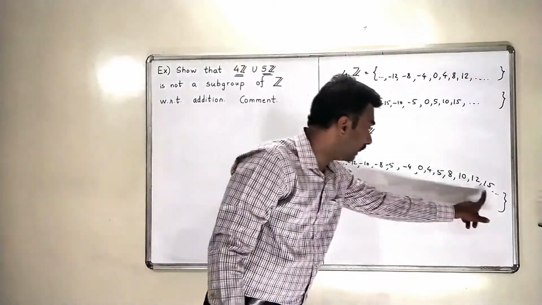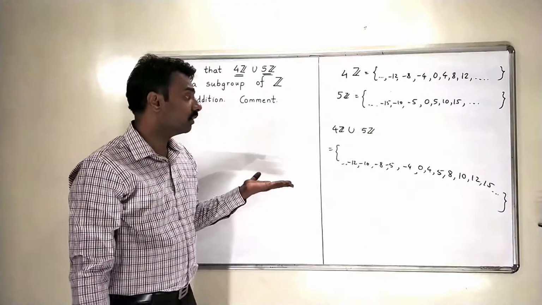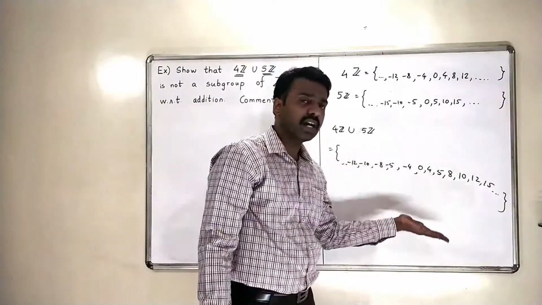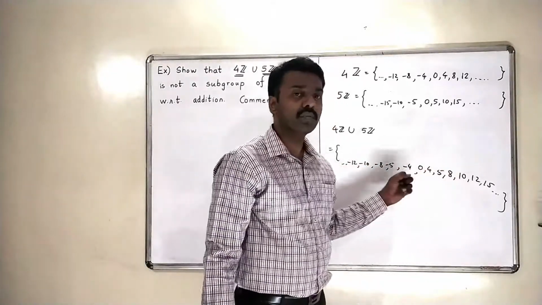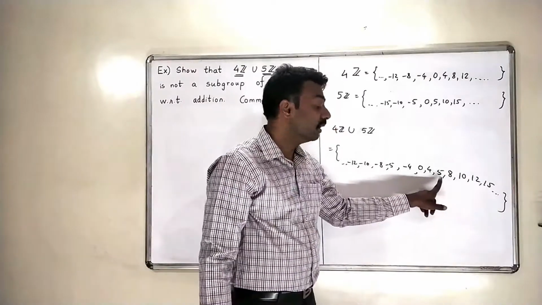Now why can this set not form a group with respect to addition? We will start checking our usual properties, axioms. What are they? Closure, identity and so on. If I pick any two elements of this set, is their addition again in that set? That should be the meaning of closure.